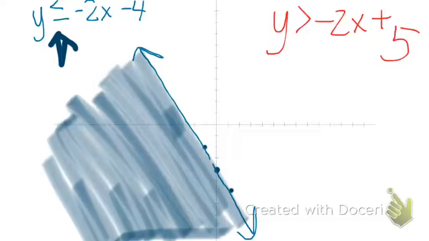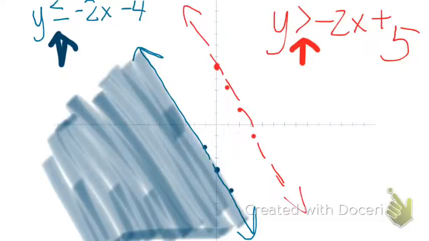Alrighty, so let's start by graphing it. We got an intercept at positive 5. Slope is negative 2, so down 2 over 1, down 2 over 1, down 2 over 1. Based on my symbol, I know my line should be dashed. And then we have the fun time of shading.